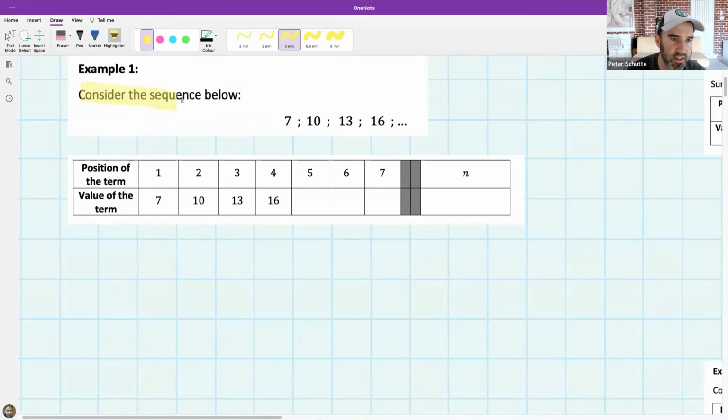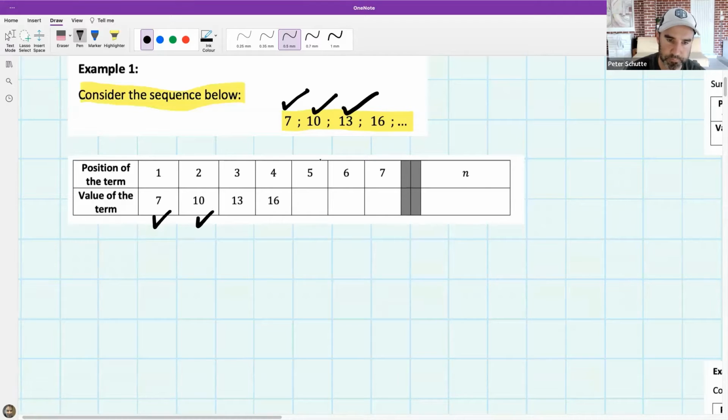It says, consider the sequence below, and the sequence is 7, 10, 13, 16. Now, this is a number pattern written in normal number pattern form. But we can also write this number pattern in what's called table form, in which case the first row of the table is its position, and the second row is the value. You can see there's a 7 here, 10 here, and so on. One of the things you need to be comfortable with is translating between the number form and the table form. In previous lessons, I've often said this is n and this is tn, or the term.